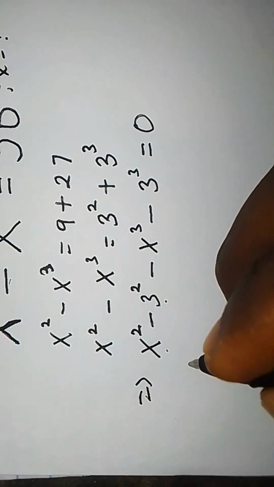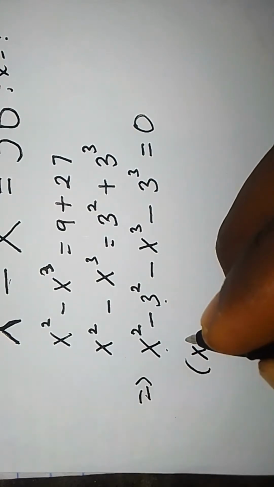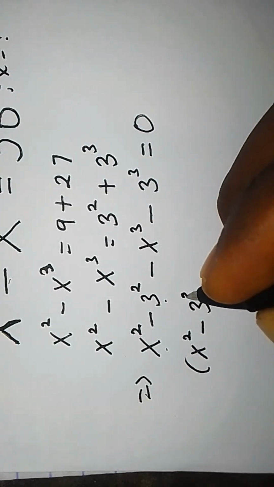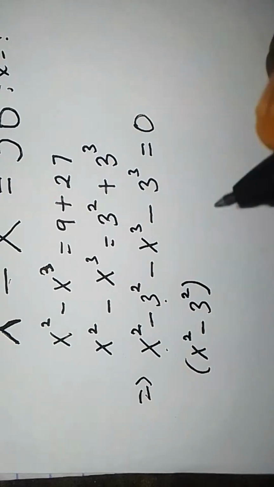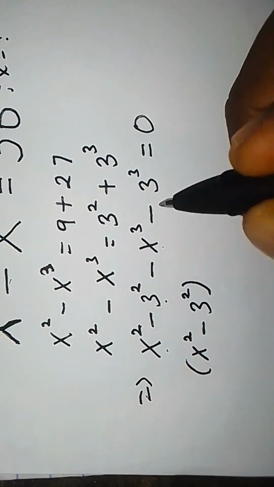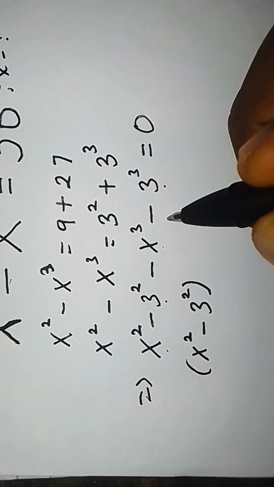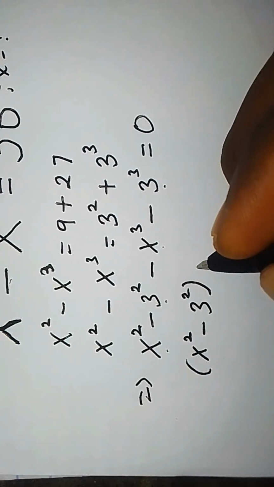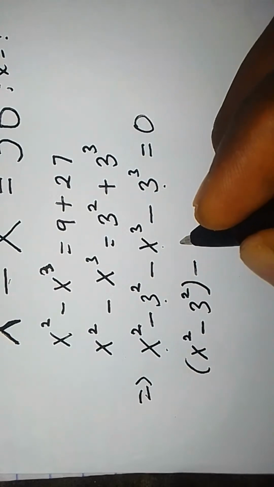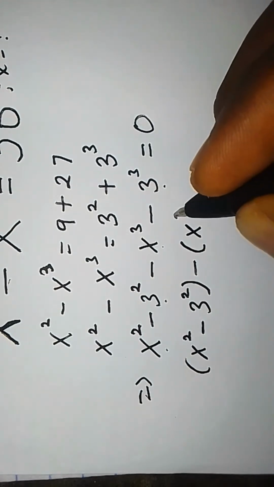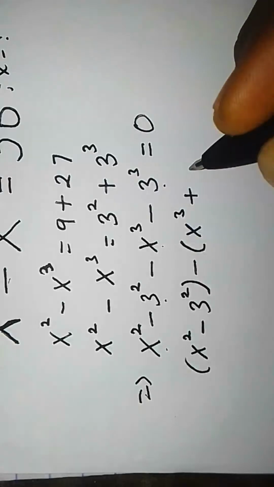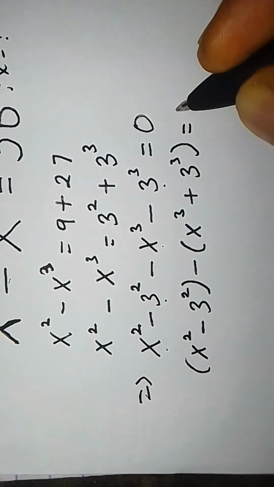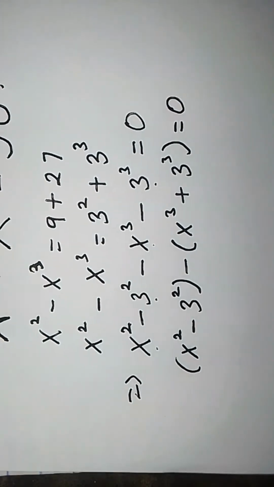Doing that, I have x to the power of 2 minus 3 squared. For me to put these two in brackets, first I need to factor out the negative sign. So that will be minus into x to the power of 3 plus 3 to the power of 3 equal to 0. Let's proceed further.